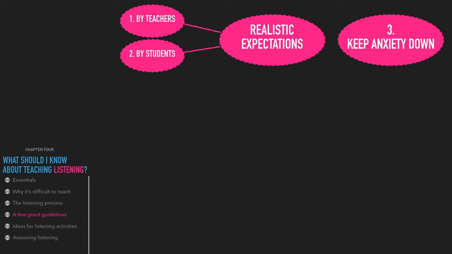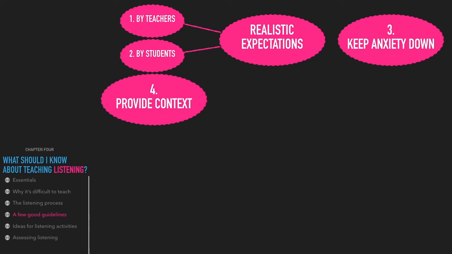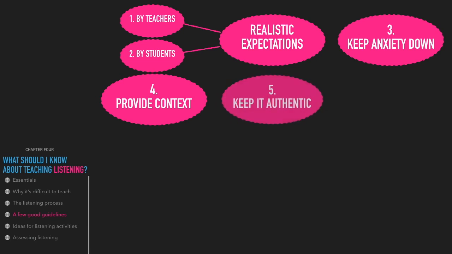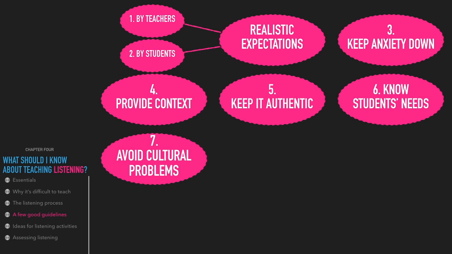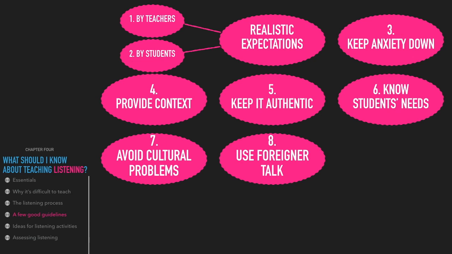We should make sure students are aware of the context to which they are listening and keep the content as authentic as possible. We need to be aware of what students are interested in and consider cultural references that may cause some problems. We may sometimes be required to use simpler and slower speech and perhaps give students opportunities to listen again.